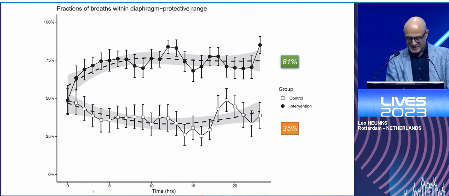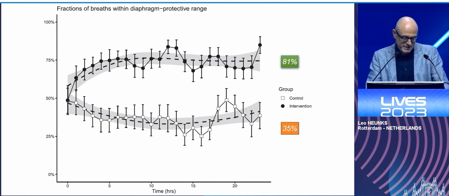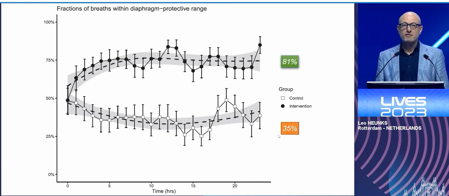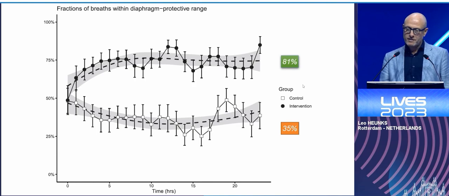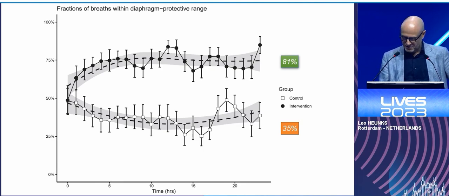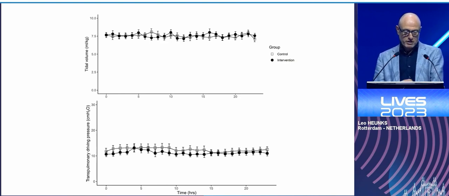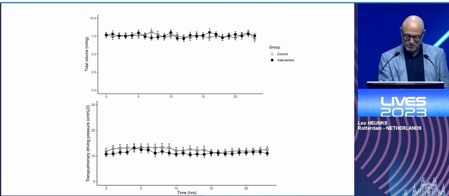Right here, you'll see on the x-axis the first 24 hours, and on the y-axis the percentage of breaths in the diaphragm protective range. In the control group, it was 35% of the breaths, and in the intervention group, 81% of the breaths. So yes, it is possible to be more likely in a diaphragm protective range by titrating support. Does this challenge lung protective ventilation? No, because tidal volume and transpulmonary driving pressure was the same in both groups.